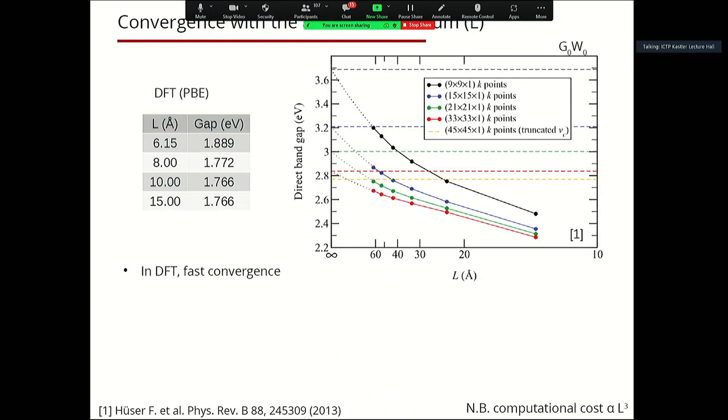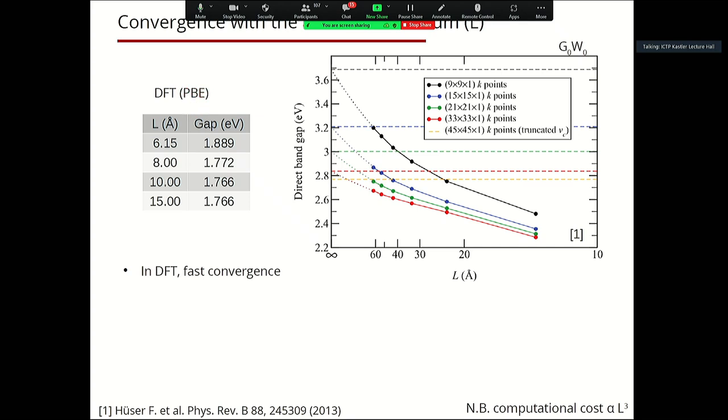But let's see how this convergence behaves. For the case of DFT with local or semi-local functionals, everything is kind of easy. For example, just adding 2 Angstrom of vacuum with respect to the bulk gives the converged gap with respect to the amount of vacuum. And this is because the interaction between electrons with local or semi-local functionals is not long range.